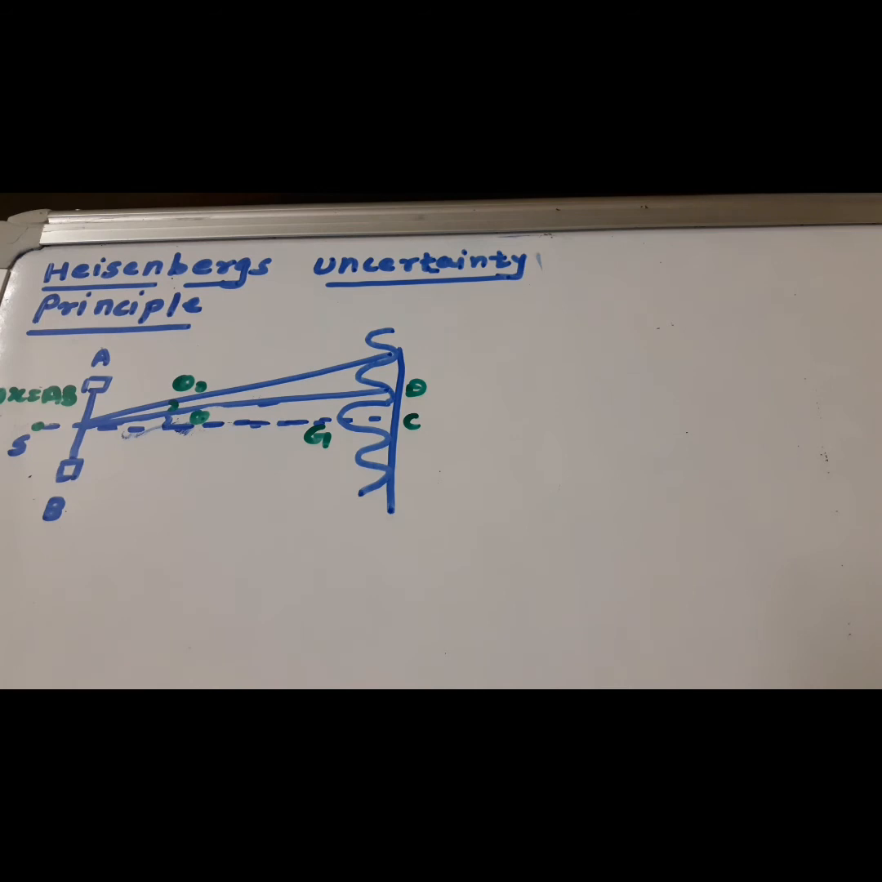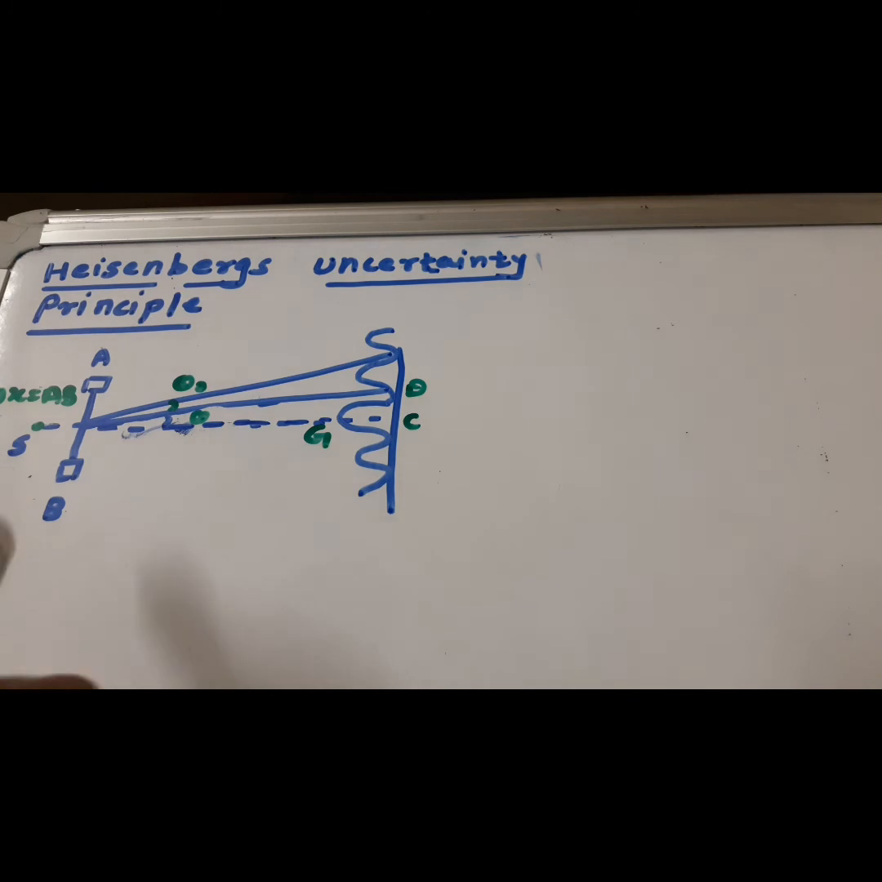In any simultaneous determination of position and momentum of a particle, the product of the uncertainties is equal to or greater than Planck's constant. Again I will revise: in any simultaneous determination of position and momentum of a particle, the product of the uncertainties is equal to or greater than Planck's constant.